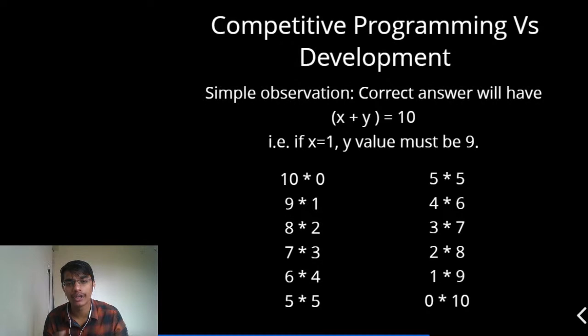Whenever we write a program, we write a loop, like for i equal to 0 to some n value. So here also, anyone would write a loop from 10, or you may start from 0 to n, and you will assign the y value as 10 minus x, and so on. But why should we calculate these values again and again? Consider, as I told, we already have the answer for 8 into 2, 7 into 3, 5 into 5. We already know 5 into 5 is giving the maximum answer. Why are we again calculating 5 into 5?